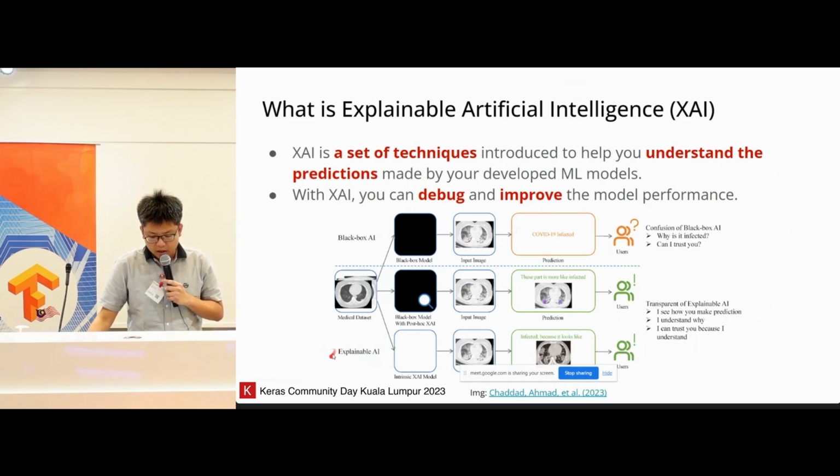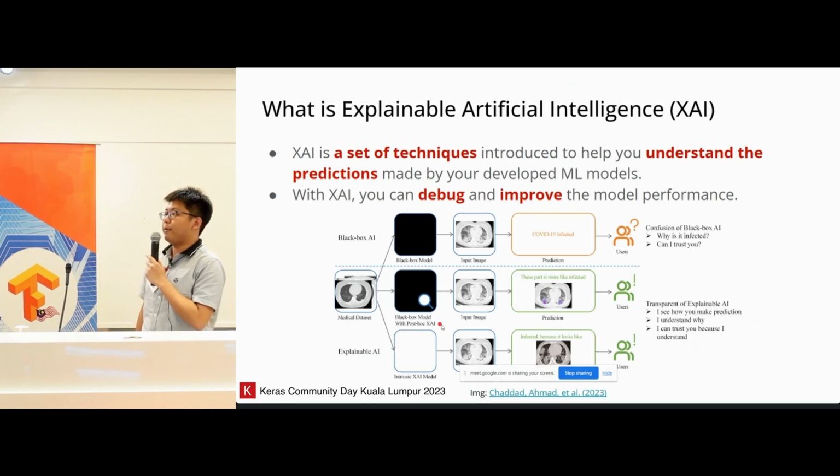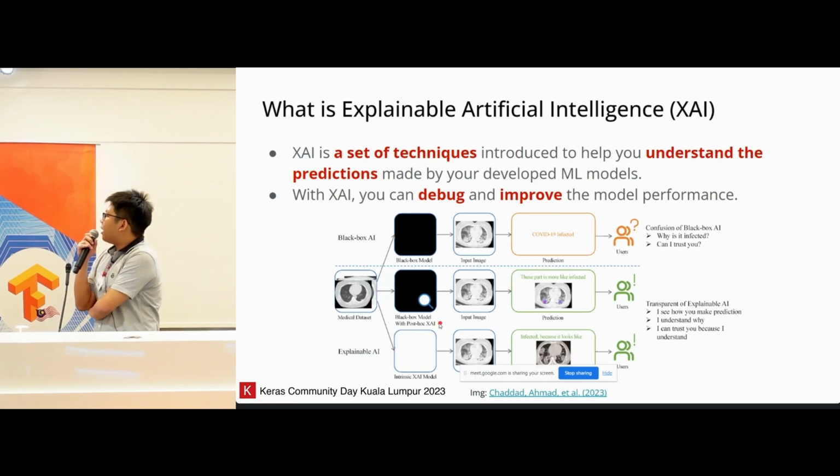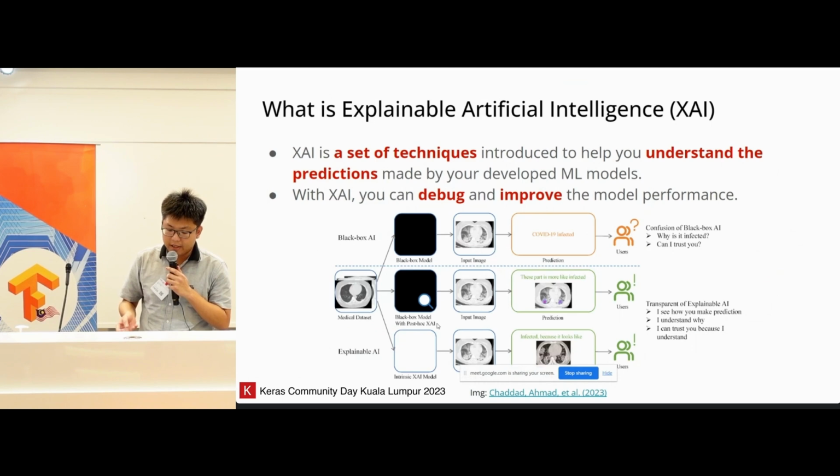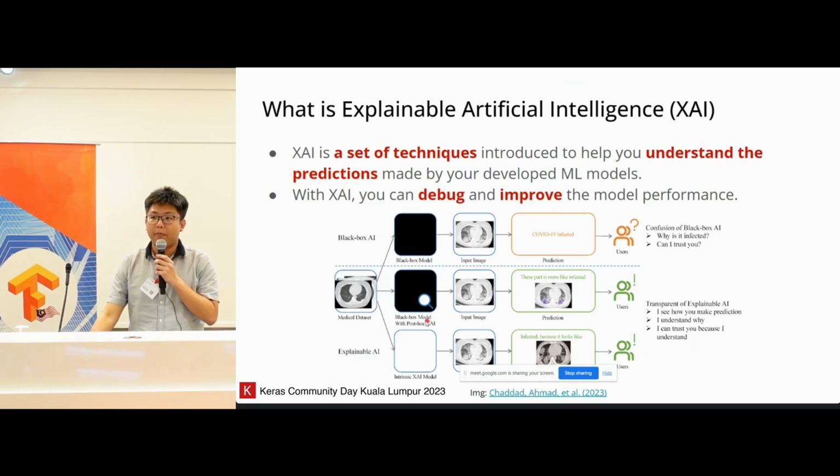When you use explainable AI, there are commonly two types. The first one is called post hoc explainable AI. What is post hoc explainable AI? It means that you train a model, then you use another technique to study this model, to validate this model. This type of technique is called post hoc explainable AI.